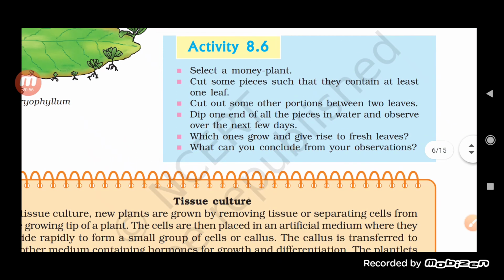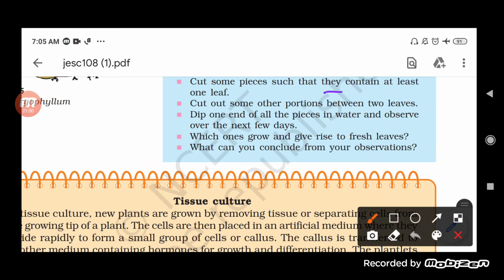In the first case, see here it is written that when we cut some pieces such that they contain at least one leaf, that is the correct method of growing a new plant from the money plant. It is because it consists of a node in it, that is important. The growing point or node is important for the growth of the plant here.